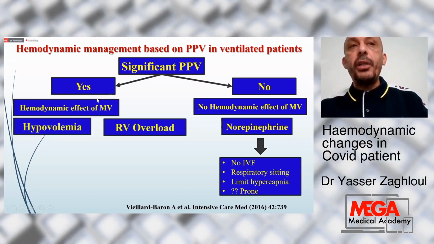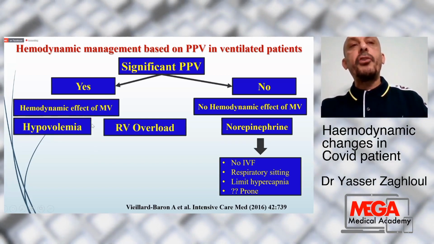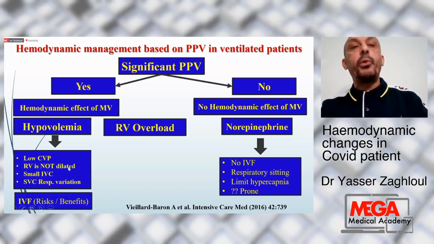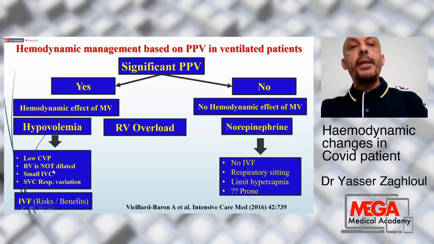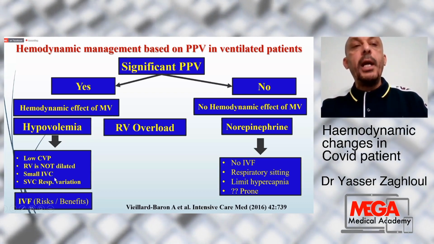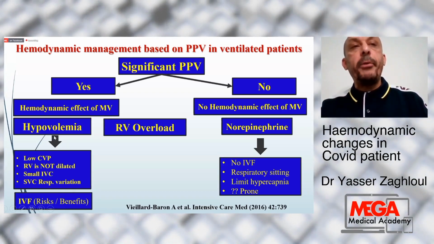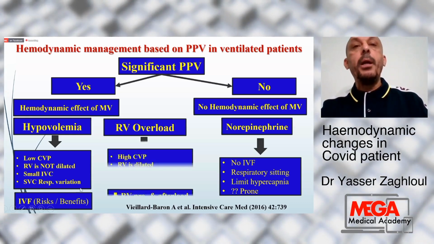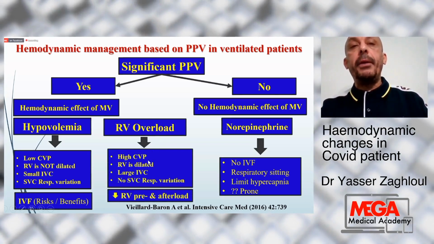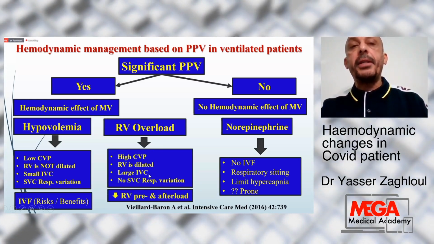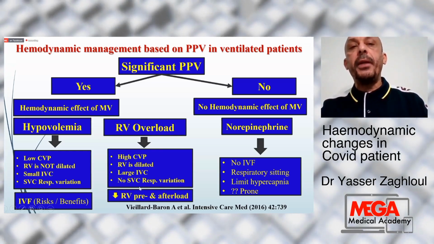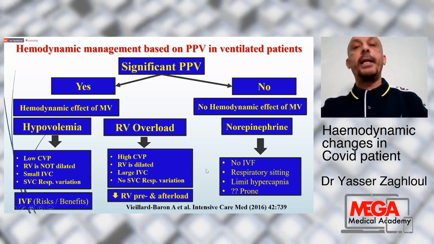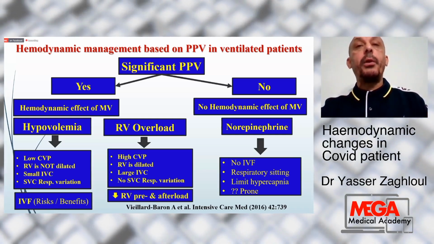But if there is significant variation, so a hemodynamic effect of mechanical ventilation, the patient is either hypovolemic or has right ventricular overload. Hypovolemic patients have low CVP, and if you are doing echo, the right ventricle is not dilated. If you assess with ultrasound, the inferior vena cava will be small, with respiratory variation in the superior vena cava. So this patient needs IV fluid, and you have to balance between the risks and benefits of IV fluid. A patient with right ventricular overload has high CVP, a dilated right ventricle, a large inferior vena cava, and no respiratory variation in the superior vena cava. You have to manage the right ventricle by reducing both the preload and afterload. So this is the general management according to the PPV.